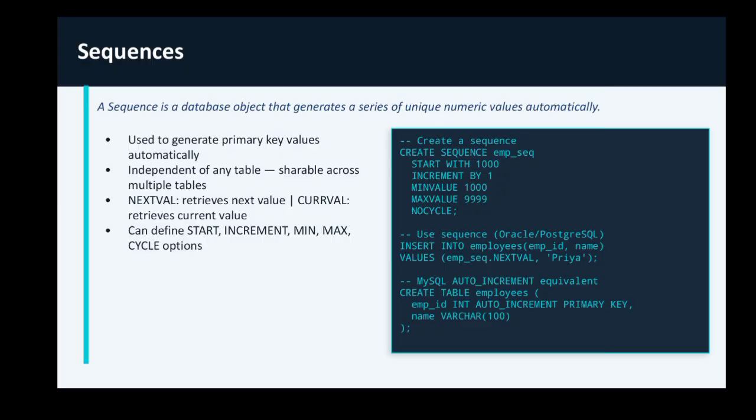A sequence is a database object that generates a unique series of numeric values automatically, independent of any table. This makes it ideal for generating primary key values. The key properties include a start value, increment step, min value, max value, and a cycle option that determines whether the sequence wraps around after reaching its limit. Oracle and Postgres use the next value for statement directly. MySQL handles this through auto_increment on the column definition itself. Either way, the purpose is the same: reliable, collision-free, unique ID generation.